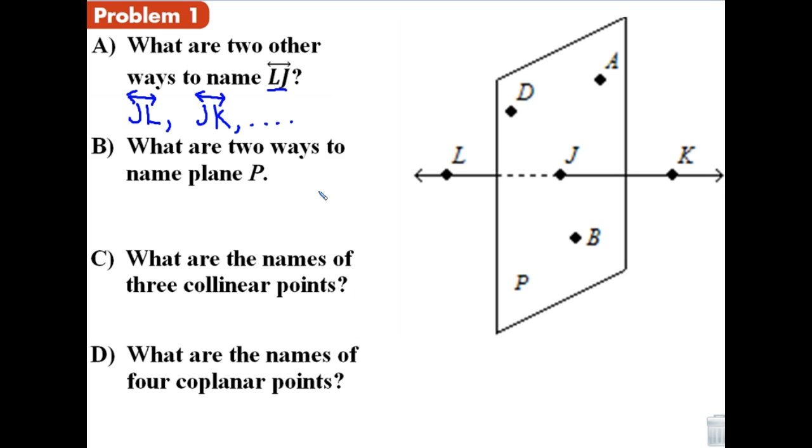All right, B, what are 2 other ways to name plane P? All right, so we have this P right here attached to the plane without any other points. We call that plane P. So we can use a single capital letter, or with the plane we use 3 points on the plane. So for example, I could say D, A, J.